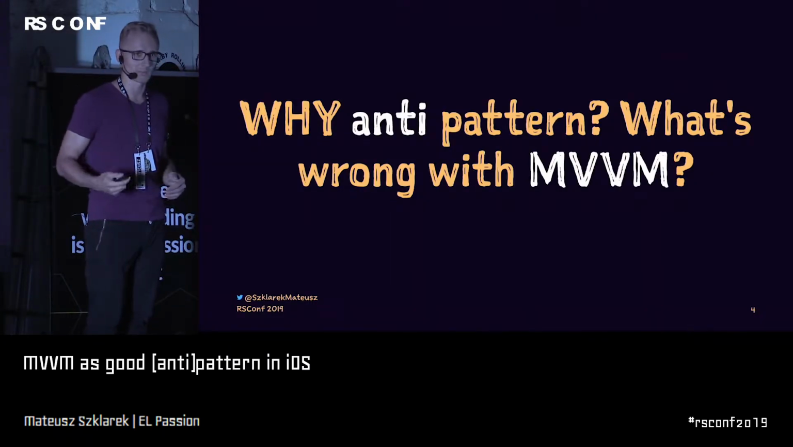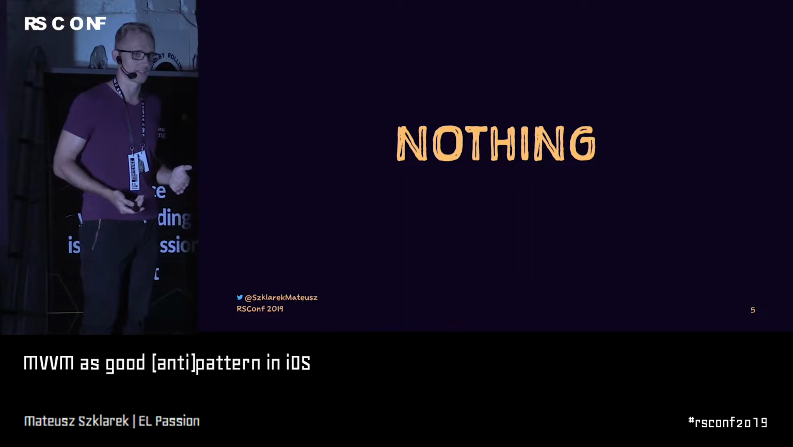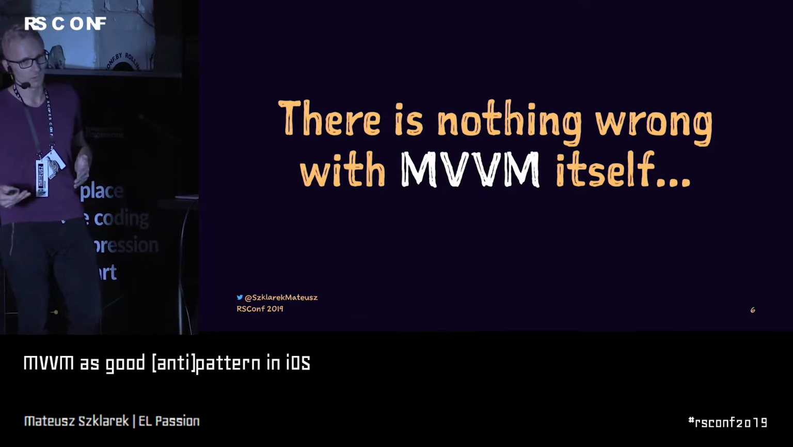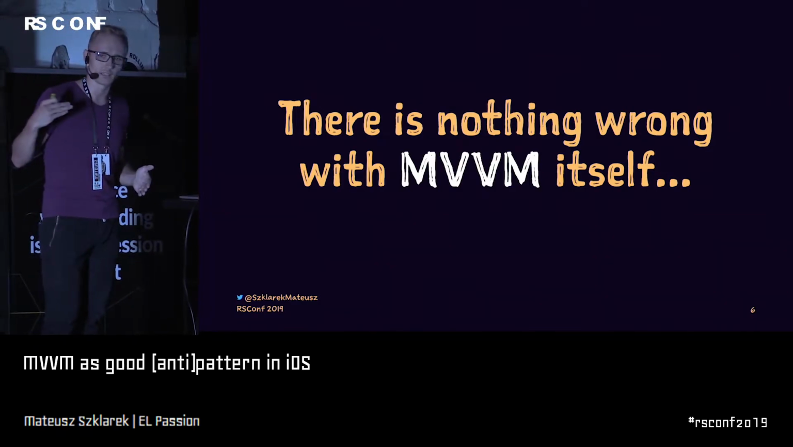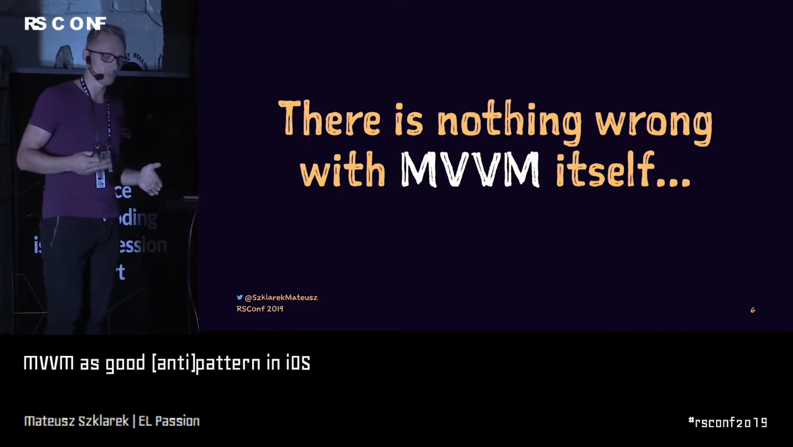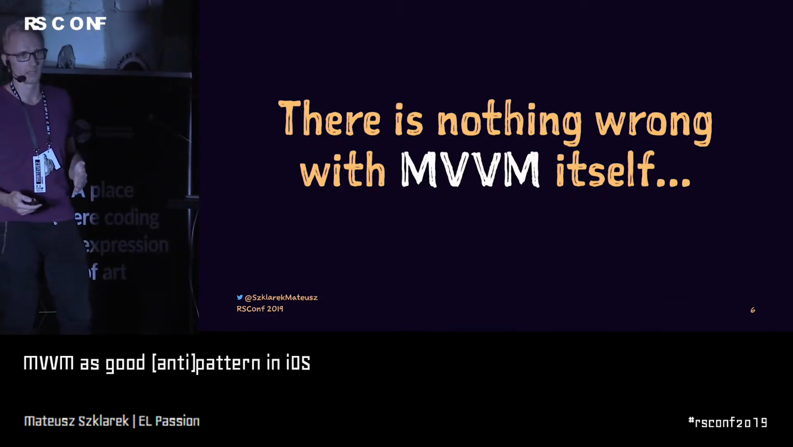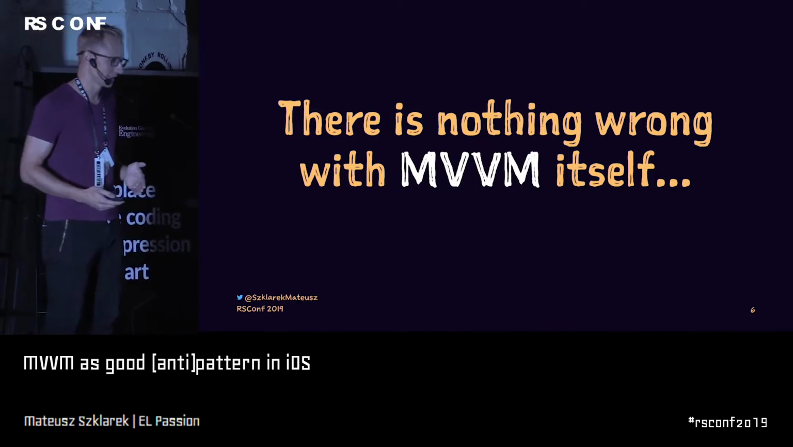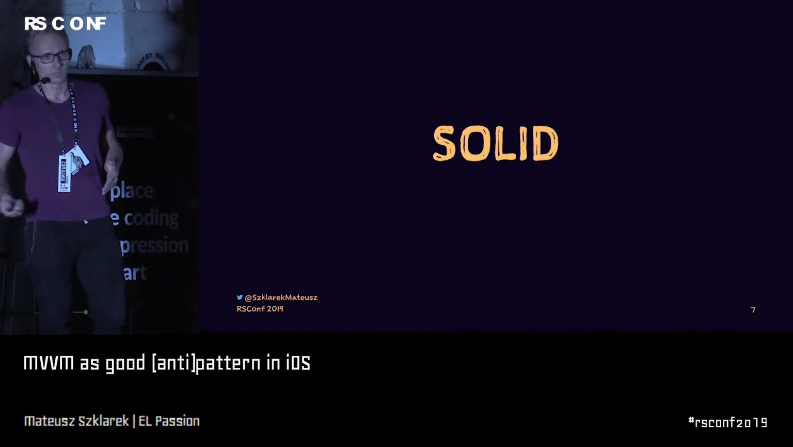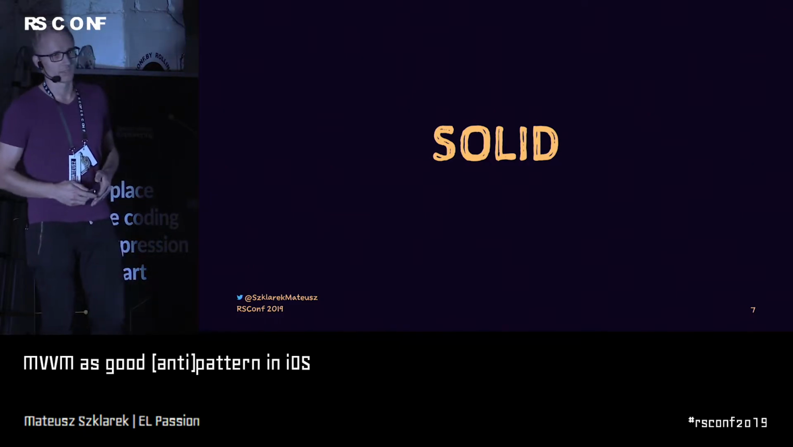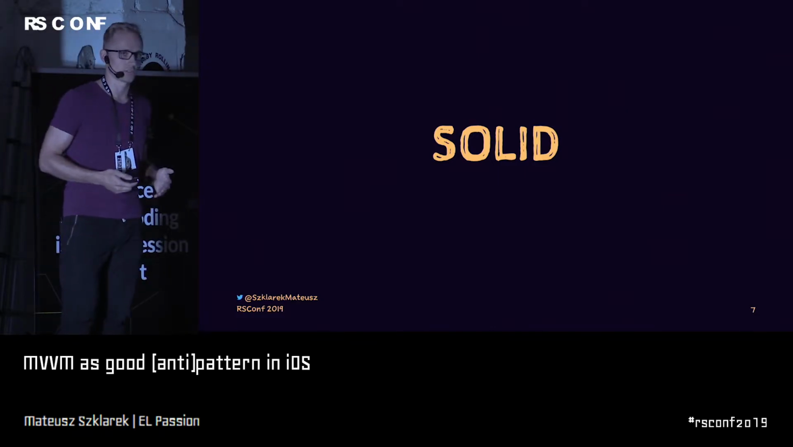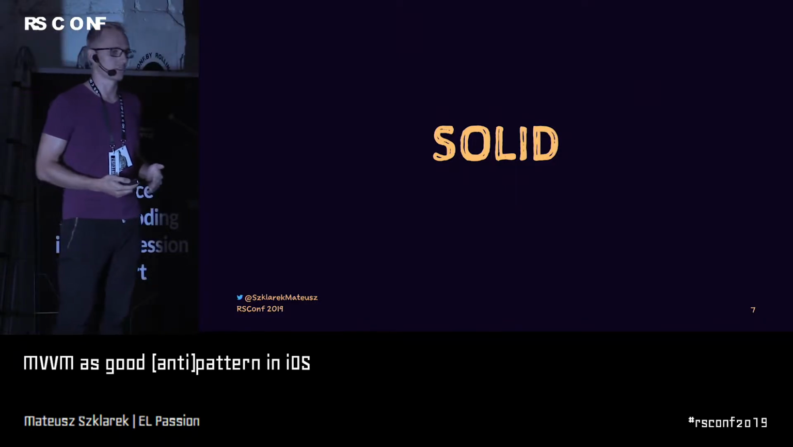Okay, let's start. Why anti-pattern and what's wrong with MVVM? The correct answer is nothing. There is nothing wrong with MVVM itself. It's all about how people use this pattern and that they mix different concepts together. And the most important fact is that they do not comply with the basic rules of object-oriented programming, like SOLID, which is an acronym for five really important programming rules: single responsibility principle, open-closed, Liskov substitution, interface segregation, and dependency inversion.